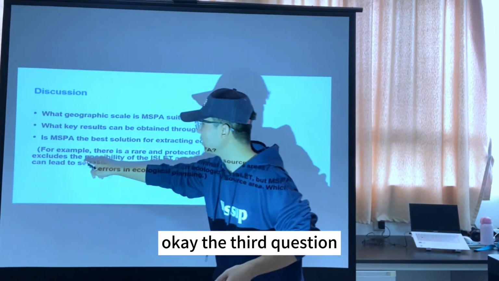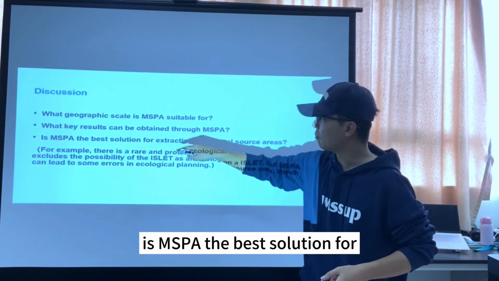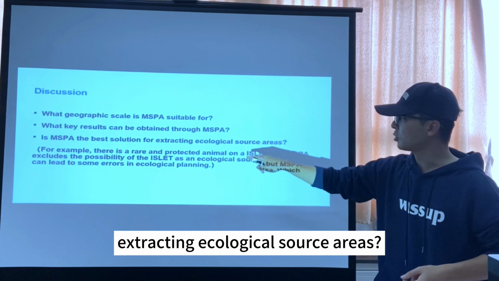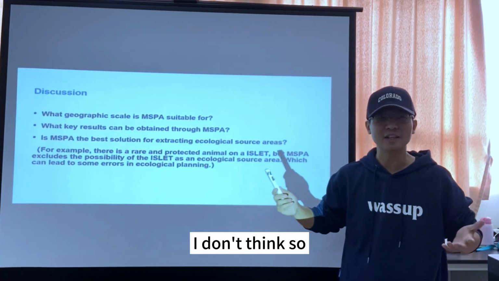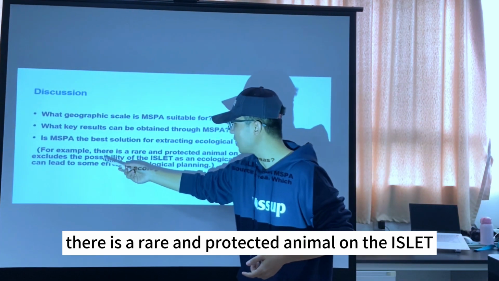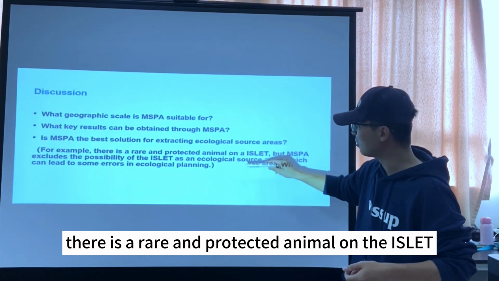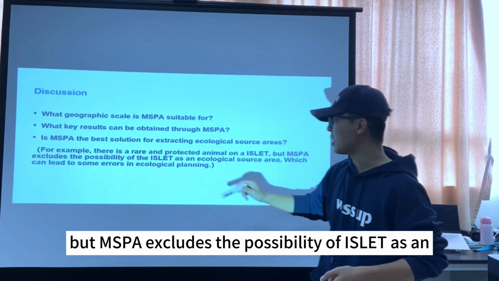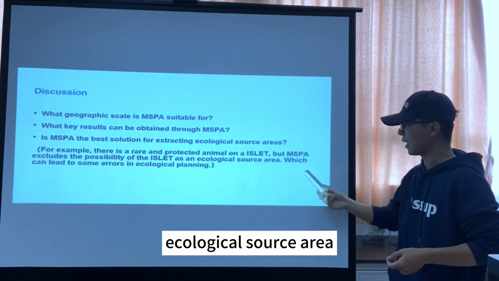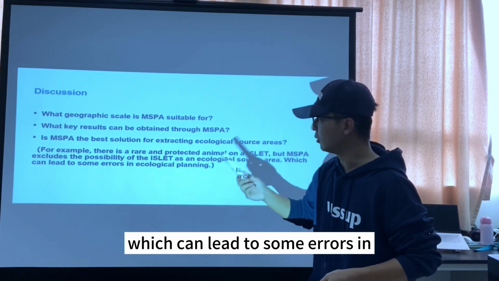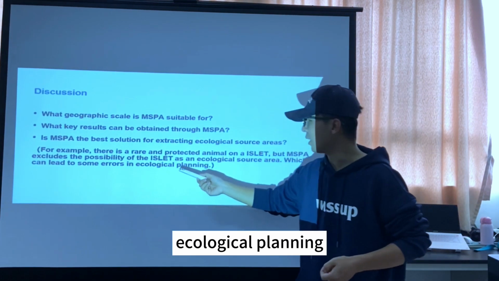Okay, the third question: is MSPA the best solution for extracting ecological source areas? I don't think so. I give an example. There is a rare and protected animal on an island, but MSPA excludes the possibility of islands as an ecological source area, which can lead to some errors in ecological planning.